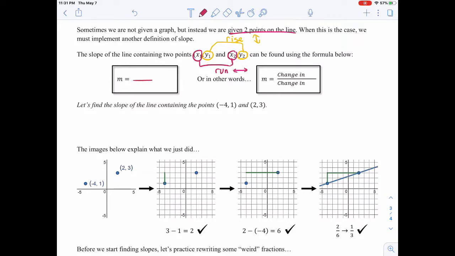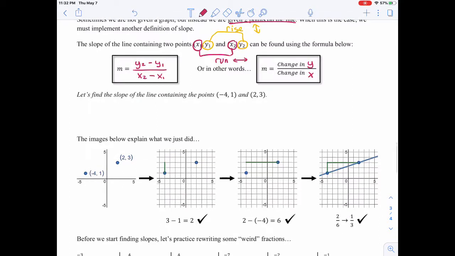So for your slope, what you're going to do is take your rise, your y2 minus your y1. You're going to find the difference of your y values, and you're going to find the difference of your x values. So x2 minus x1. And the order does matter here, okay? So all that is saying is that we're finding the change in y over the change in x, okay?